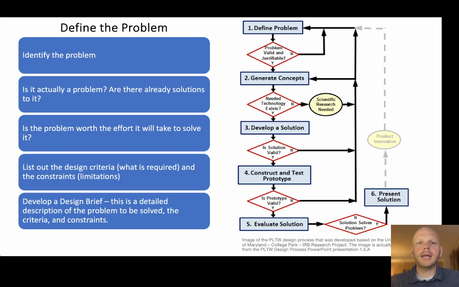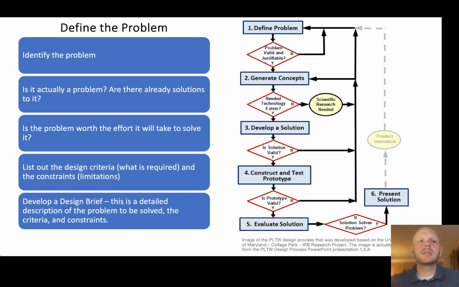Basically, first we define the problem, then we generate concepts, develop a solution, construct and test a prototype, evaluate a solution, and then present a solution. The engineering design process is designed to help you. It's to serve you, not you serve it. It should be something that you use to help you think about each different part of the problem, really be able to summarize the problem, think about your criteria and your constraints, and then ultimately develop a good solution that you can test and then present, and then ultimately hopefully manufacture, sell, give people access to, and then innovate upon.